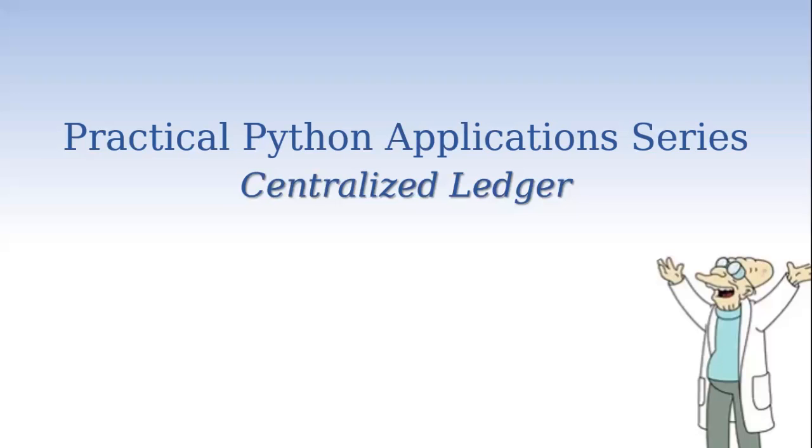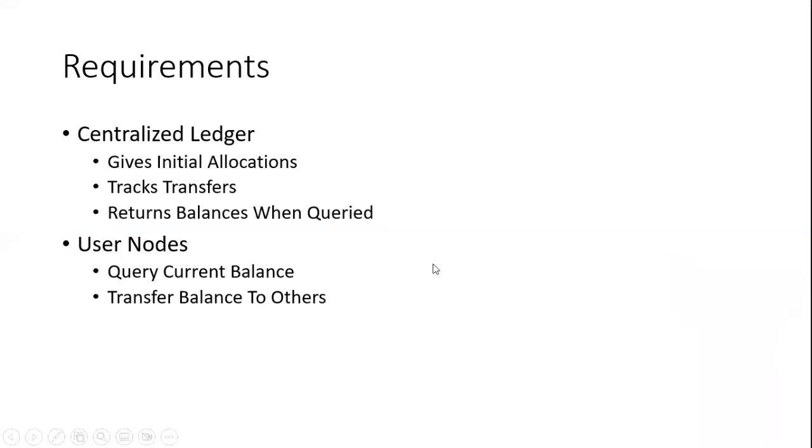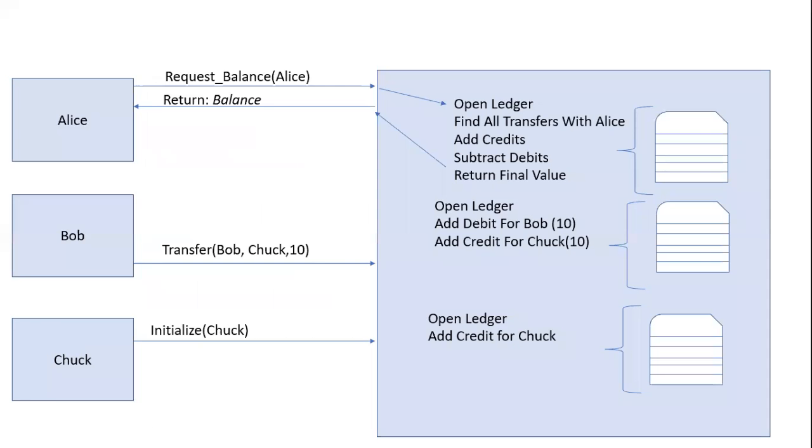Let's take a look at the requirements here. So again, centralized ledger. We've got two parts here: a centralized ledger and a user node. The ledger is going to give initial allocations. It's going to track the transfers in a ledger file, and then it's going to return balances when queried. The individual user nodes are going to be able to query their current balance, and they're also going to be able to transfer some of that balance to others.